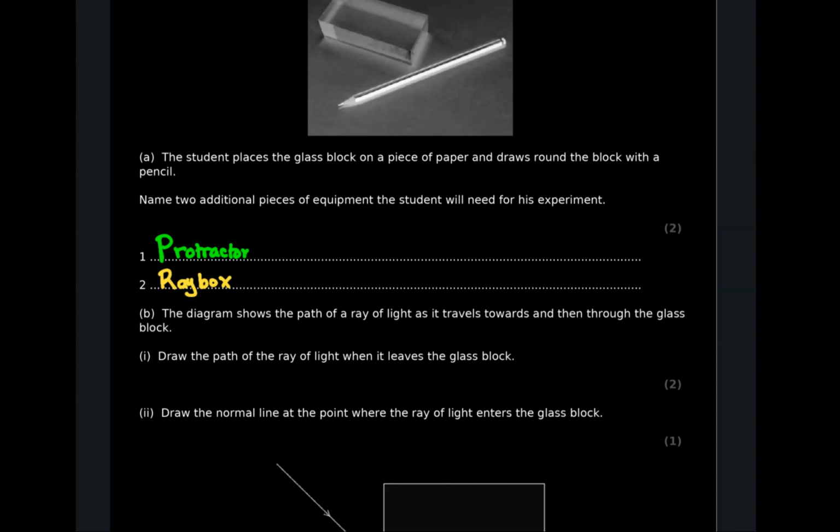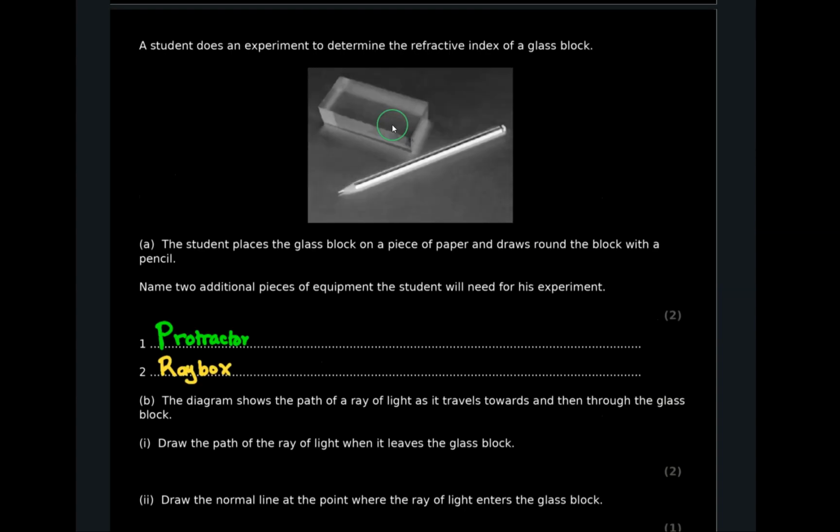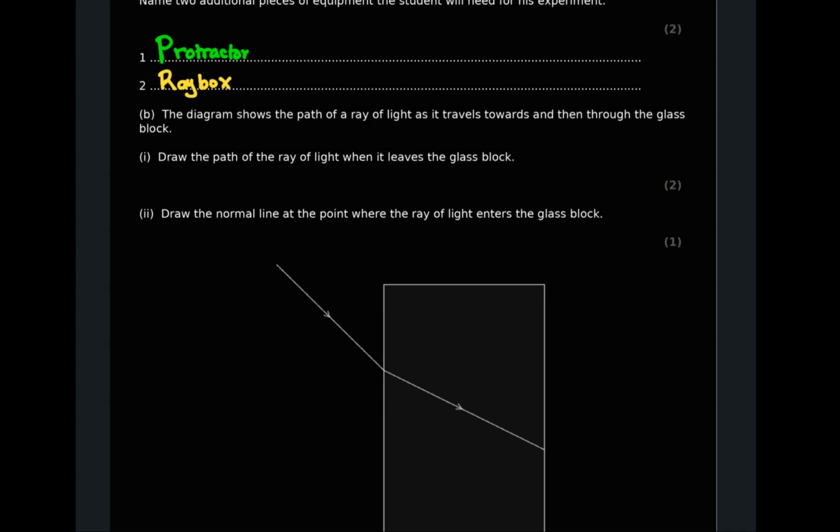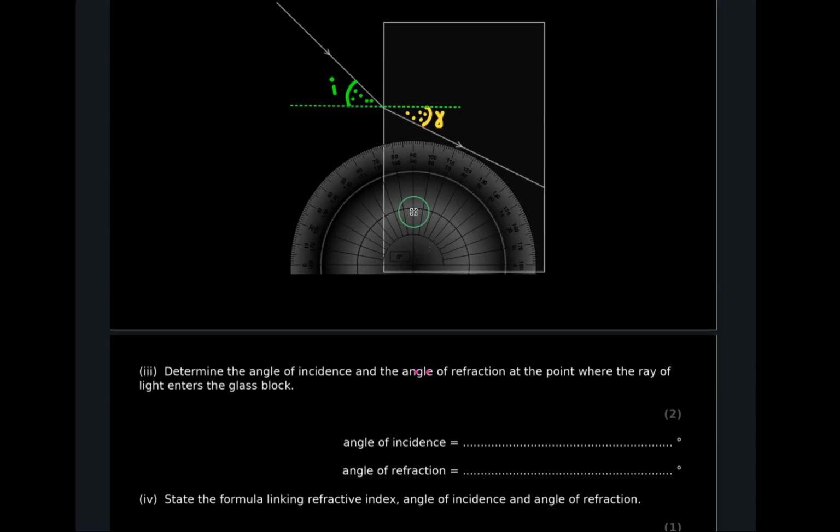The diagram shows the path of a ray of light as it travels towards and through the glass block. Draw the path of the ray of light when it leaves the glass block. Now let us move down and try to see. This is how the diagram looks. So the first thing that you need to do when you're given that kind of question, you need to draw the normals. So we need the normals at that particular point, and then we are going now to draw the ray of light at that particular point.